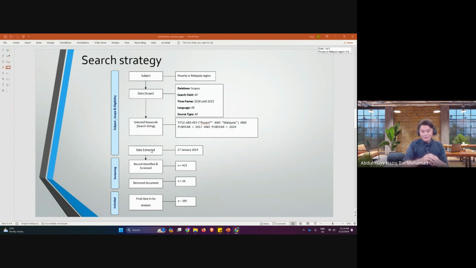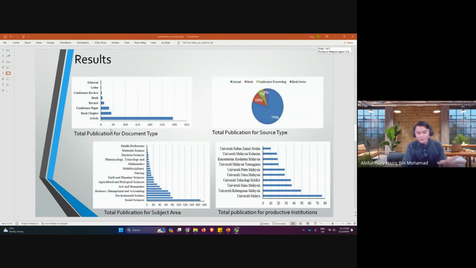When we screened the data after extracting it from the source, first we gained 421 documents, and then we did some sorting. Why do we do sorting? Because we are searching using title, abstract, and keywords, so there are some documents that are not related to these keywords, and we have to remove them. So 26 papers have been removed, and the final data we want to conduct the analysis on is 395 documents.